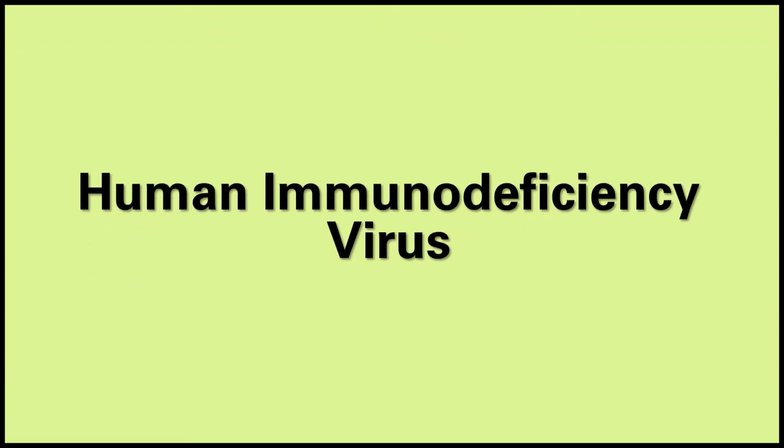The next topic is HIV and AIDS. Human immunodeficiency virus, or HIV, is a retrovirus, meaning it changes viral RNA into DNA using reverse transcriptase. There are 2 types: HIV-1, which is more common, and HIV-2.